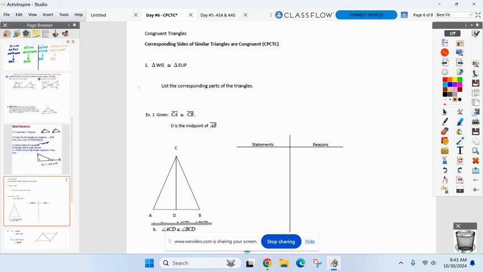All right, now what? I don't need to have a diagram for you. I'm just going to tell you triangle WIS is congruent to triangle EUP. You should give me six pairs of corresponding parts that you know are congruent just using that statement. I don't need a diagram. Because remember what we said, the statement is written in an order for a reason, to match up all the angles and the sides.